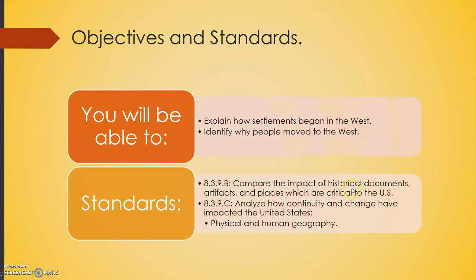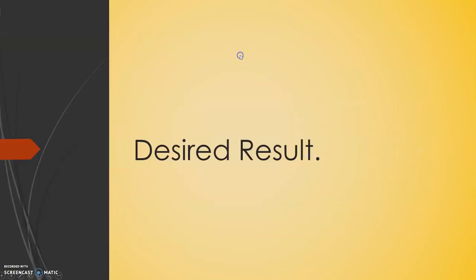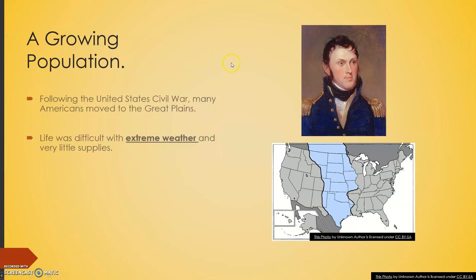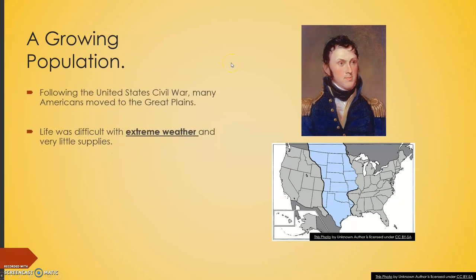So, objectives and standards. You will be able to explain how settlements began in the West, and you will be able to identify why people moved to the West. Please take a moment there to look over the standards, if you would. And our desired result: why did settlers move west to the Great Plains? A growing population. Following the United States Civil War, many Americans moved to the Great Plains.